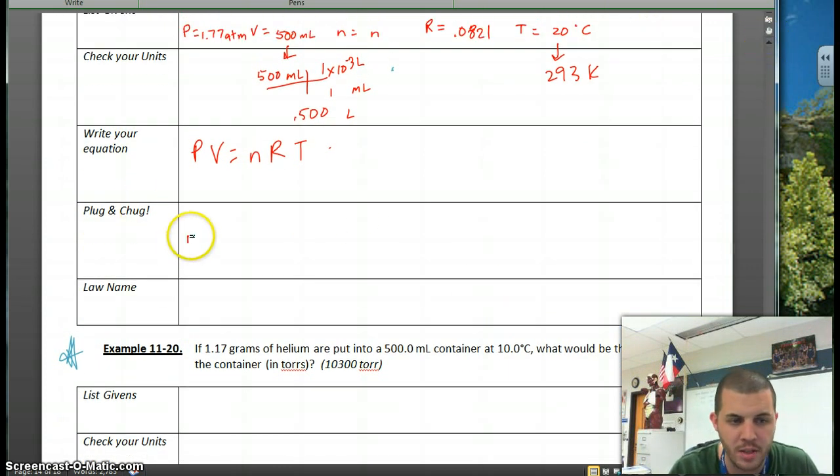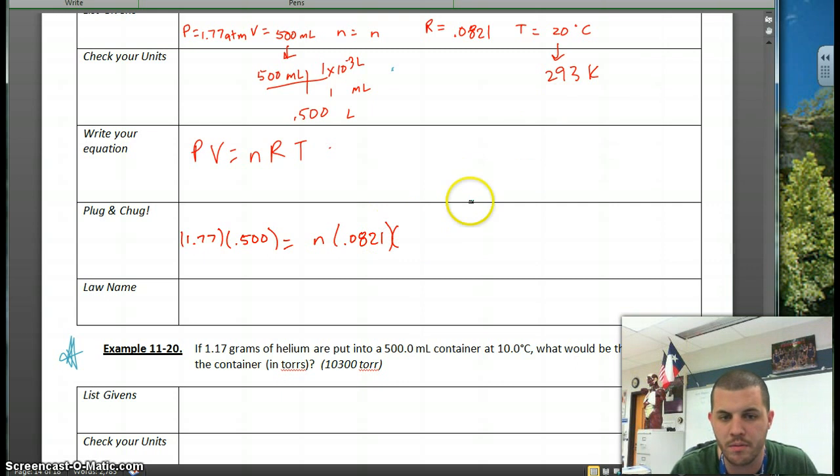Okay, pressure is 1.77. Volume is 0.500. N is what I'm looking for. R is 0.0821. And T is 293. So if I want to get N by itself, I'm just going to divide both sides by 0.0821 times 293.